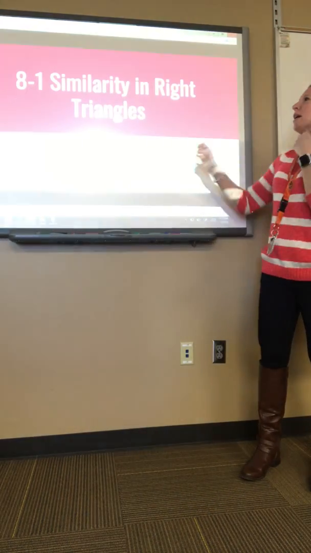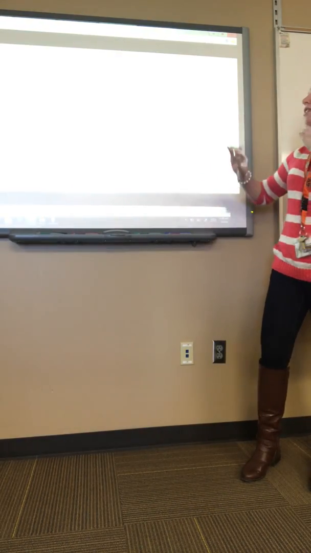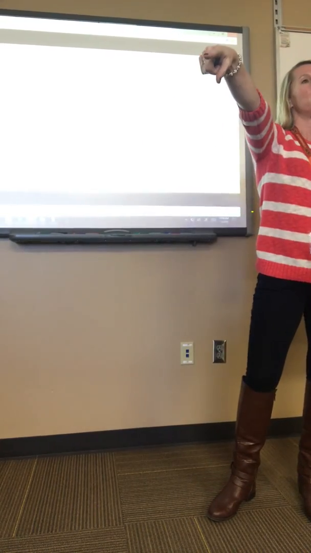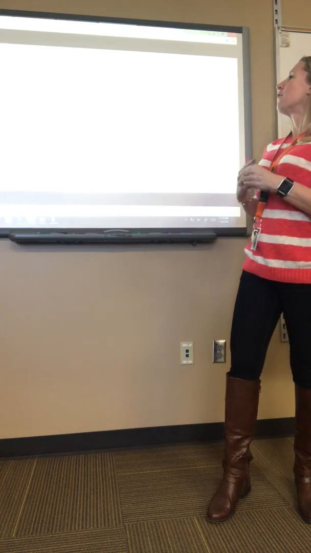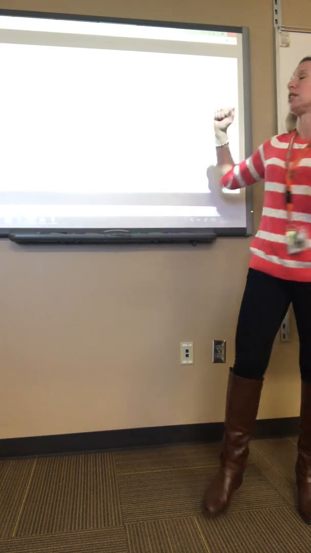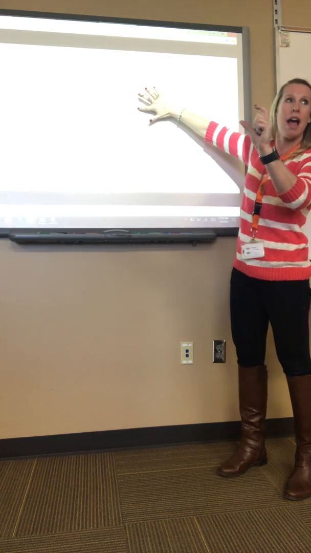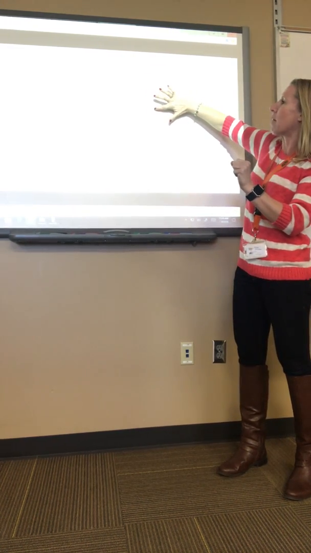Okay, so today we're going to talk about similarity in right triangles. The very first concept is geometric mean. So all we're going to do is take the first number we see and write it over x. Second number we see, write it under x.